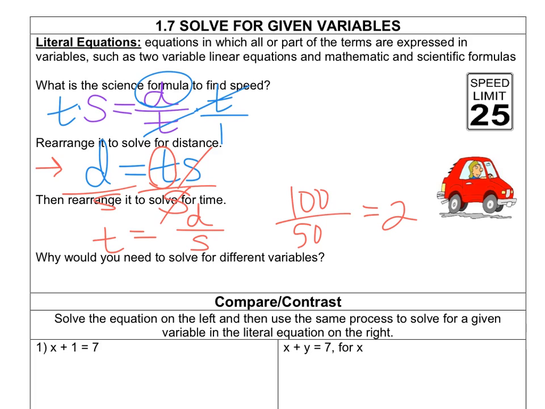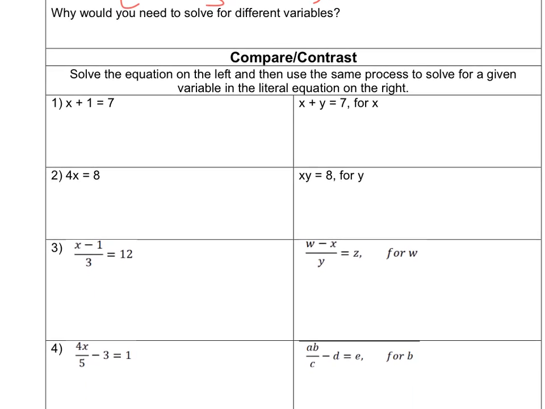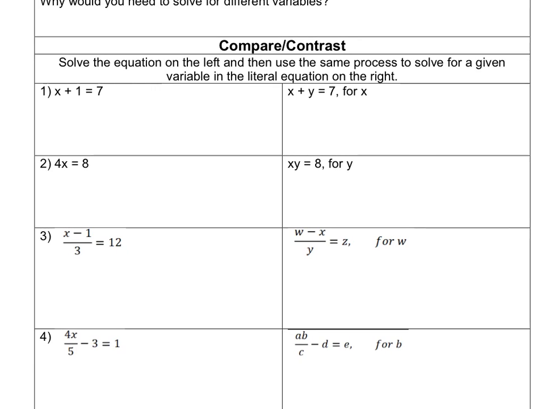So let's come down here and look at this compare contrast section. A lot of times what I see whenever students are working these problems, they get super confused because there's more than one variable. But I want to show you how it's the exact same process of just solving a normal equation. So let's look at number 1.